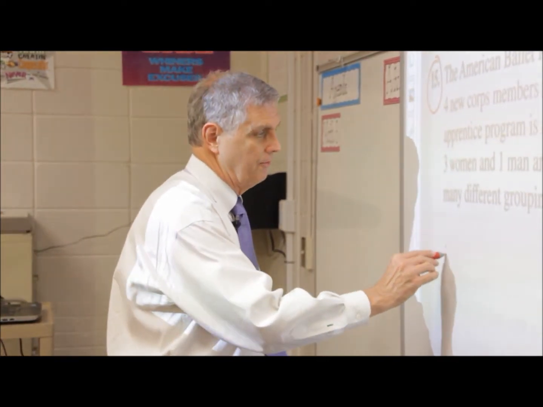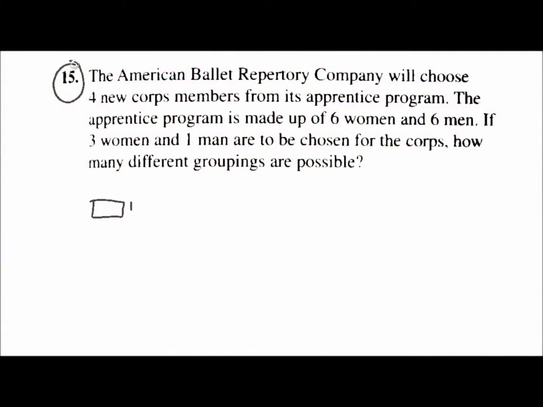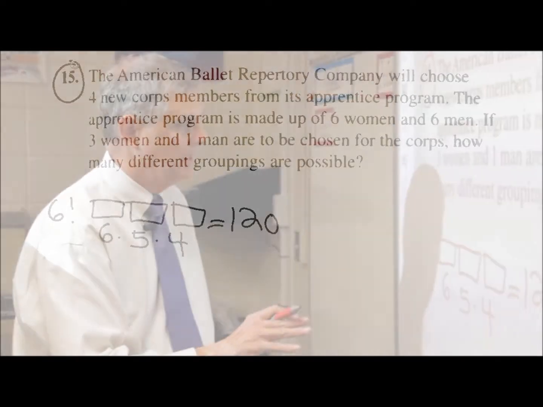We have 3 slots that are available, and we have 6 women. So that would be factorial 6. Now, since there's only 3 slots, we can only use the first 3 positions of that. And 6 times 5 is 30, times 4 equals 120. Now here's the problem. This would be a Joe Boggs trap.